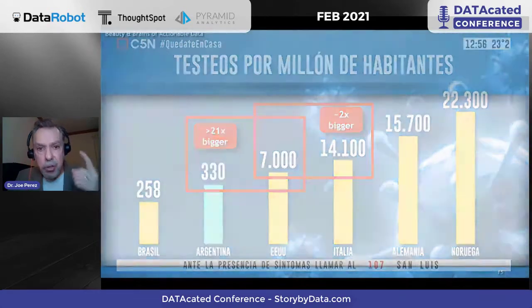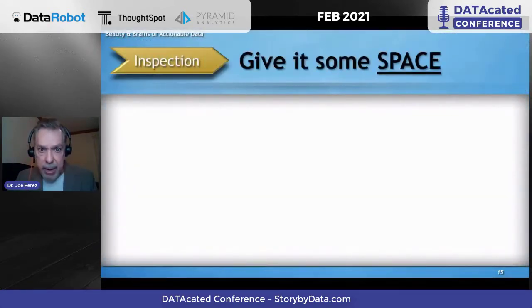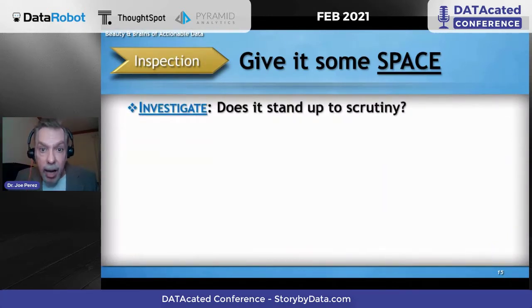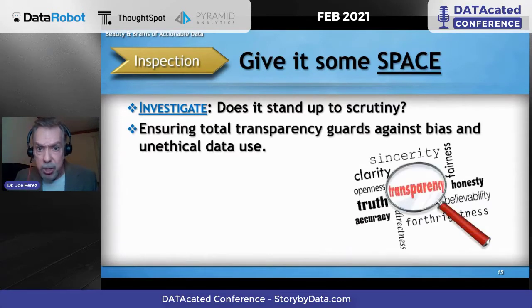All right, you started the race, you've made the case, you've motivated the base. Now give it some space with the 4th stage of the spectrum by asking the question, does it stand up to scrutiny? This is inspection. Keyword, investigate. Hey, being totally transparent helps you to avoid the pitfalls of bias and unethical use of your data upon inspection.